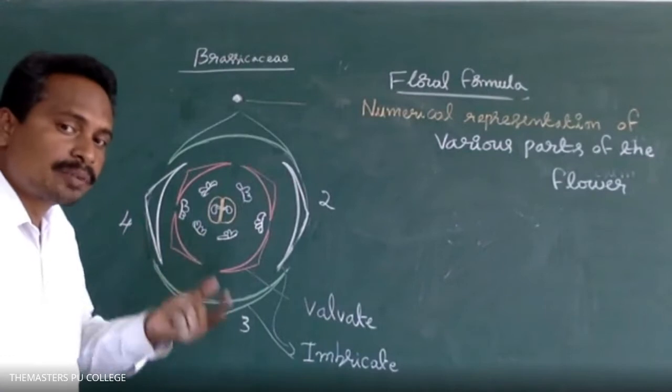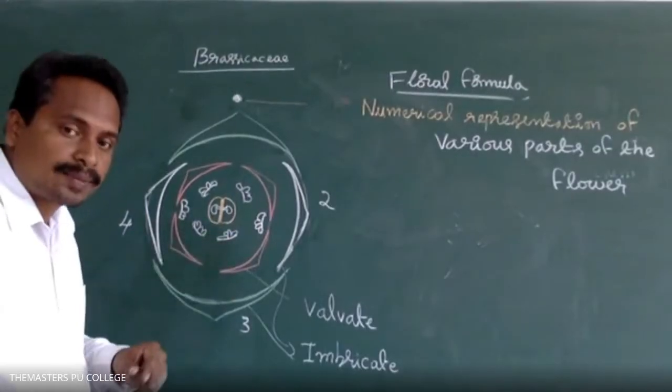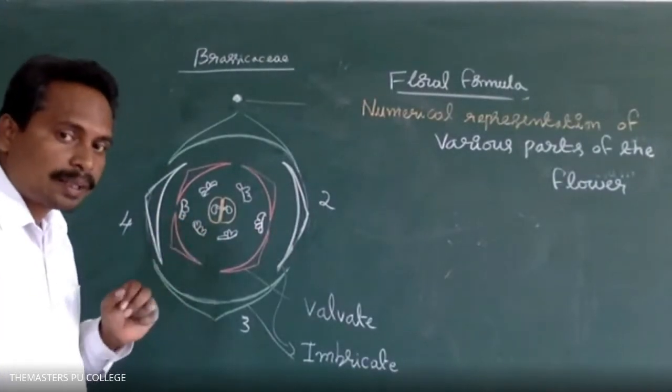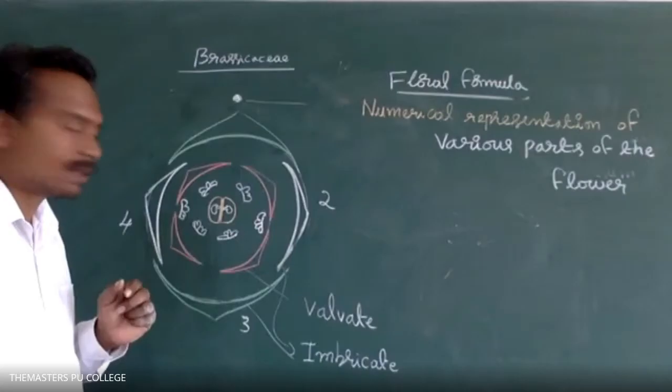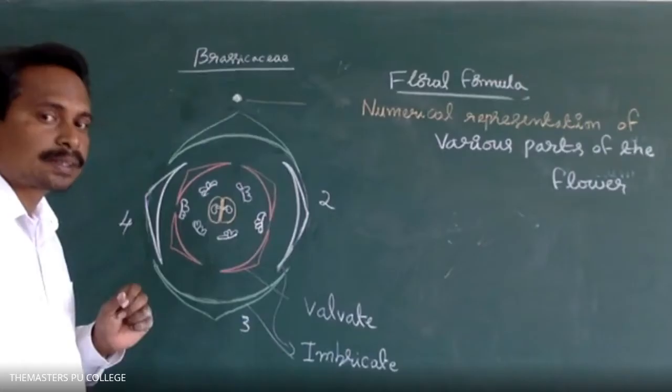Yes. What is the distribution of the calyx? Imbricate. Imbricate distribution. Very good. The number of petals in this flower? 4. What is the distribution of the petals? Valvate distribution. Right. The number of stamens, how many are there? 6 stamens. How many carpels are there here? 2 carpels. Right.